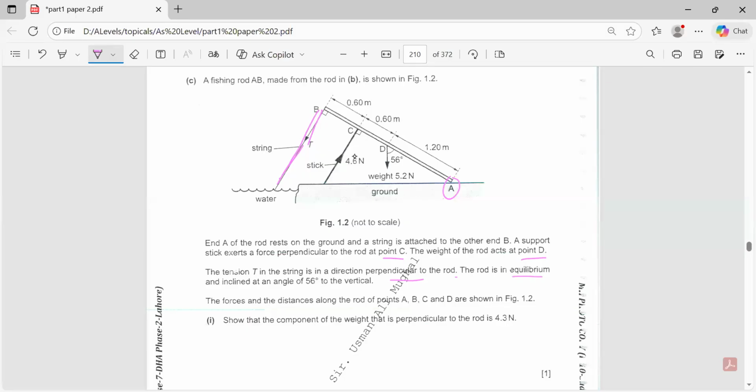The rod is in equilibrium and it is inclined at an angle of 56 degrees to the vertical. Next it says the force and the distances along the rod A, B, C, D are shown in figure 1.2. The question says show that the component of the weight that is perpendicular to the rod is 4.3 Newton. So we have to just find out the component of the weight which is acting perpendicular to it. So how will this be found?